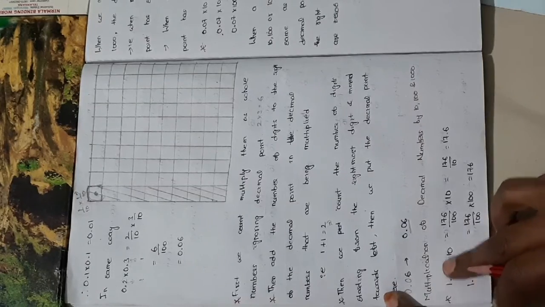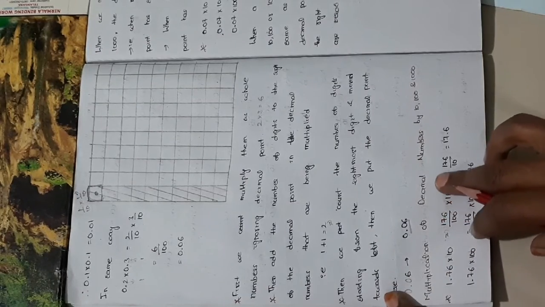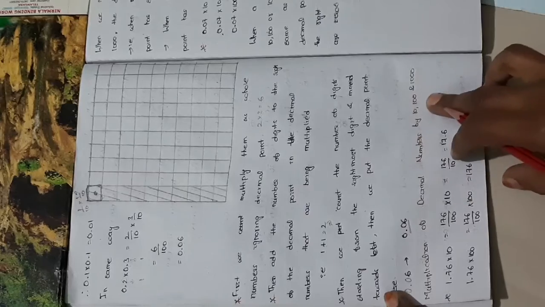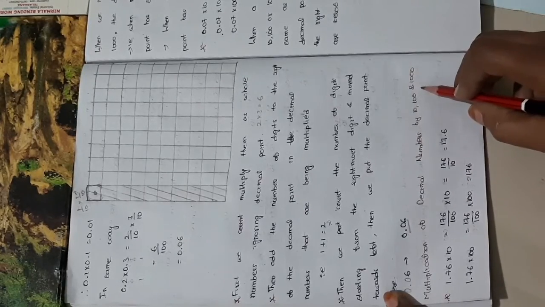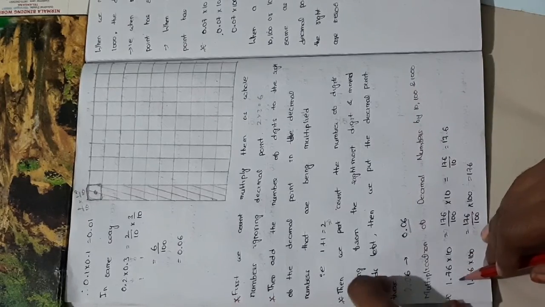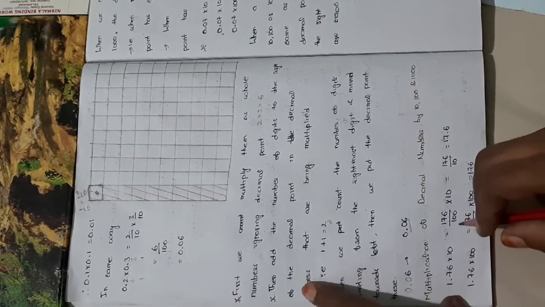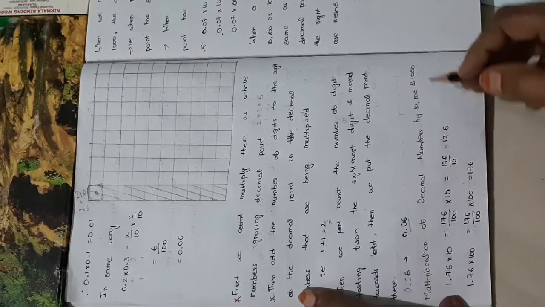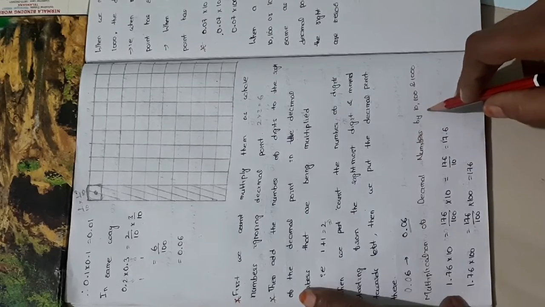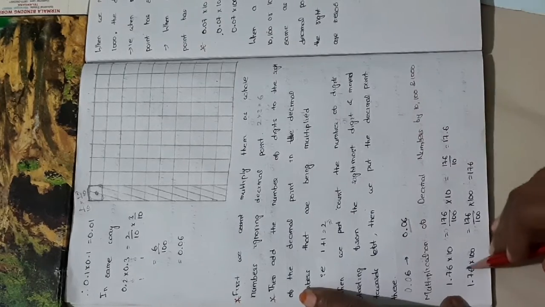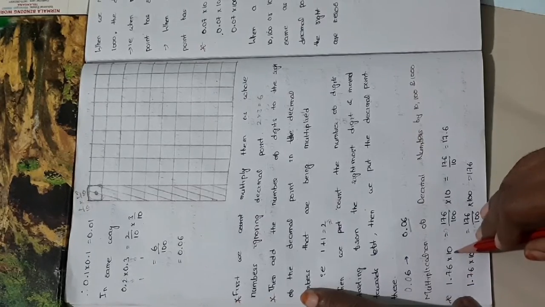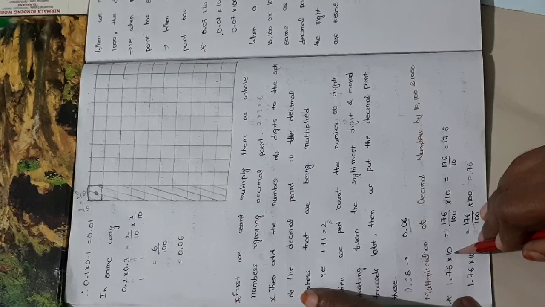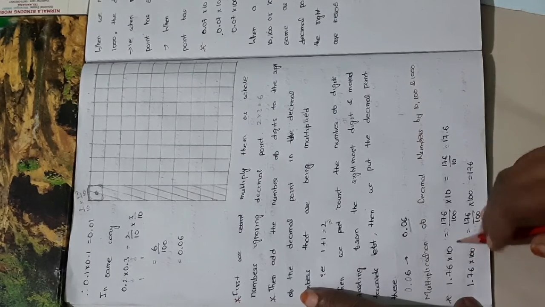Next, we are going to discuss multiplication of decimal numbers by 10, 100 and 1000. In this session, we discuss how we multiply the given numbers with numbers like 10, 100 and 1000. First, I am writing the number 1.76 multiplied by 10. How do we get the answer? Let us discuss.